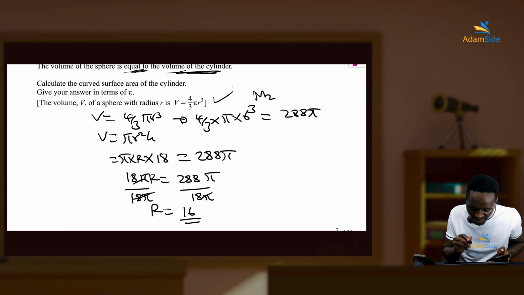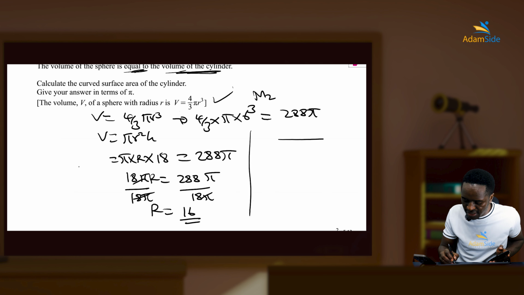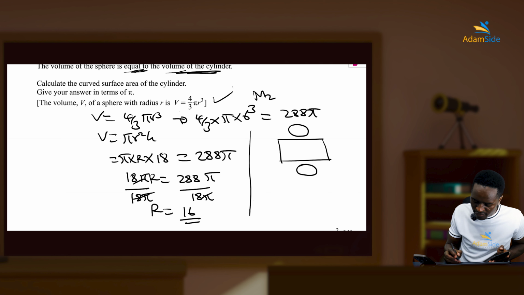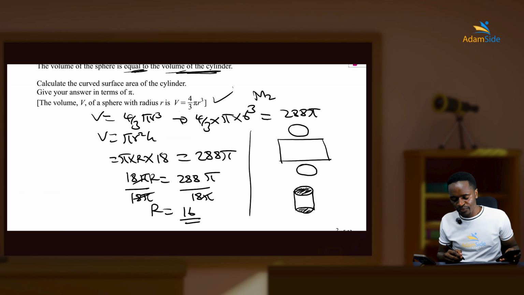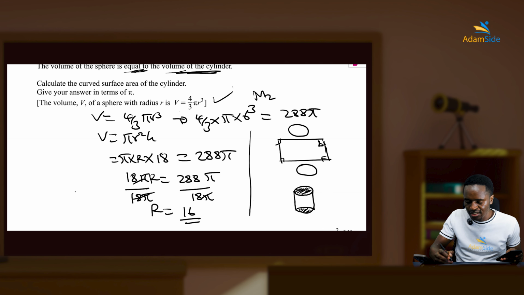Now we say calculate the curved surface area of a cylinder. You know, to get the curved surface area, a cylinder has a rectangle and 2 circles. When you close this, it has that curved surface, so it has this and these 2 circles: this on top and that at the bottom. It's easier now. If you do this, you can easily do well.